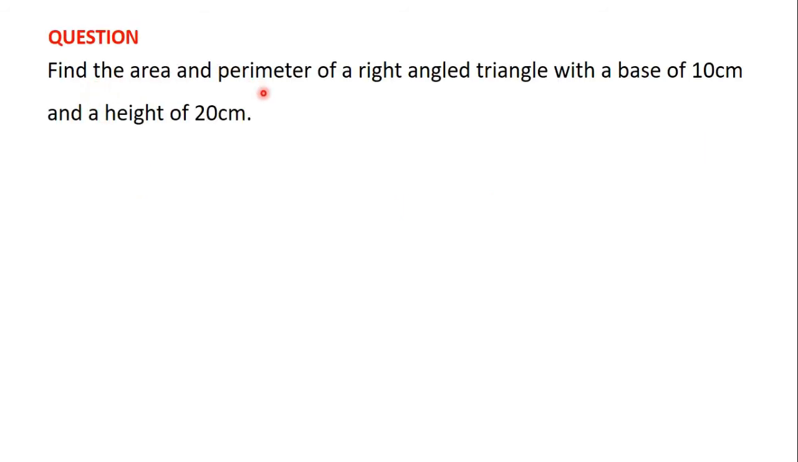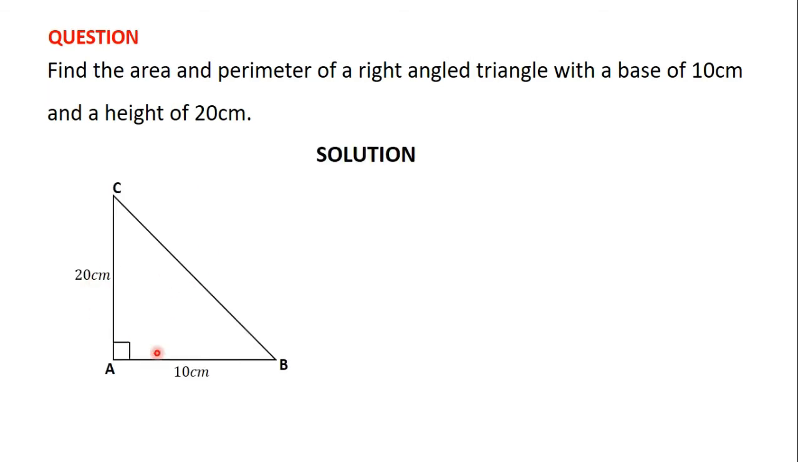Find the area and perimeter of a right-angled triangle with a base of 10 centimeters and a height of 20 centimeters. So let's say that we draw this as a right-angled triangle. The question says that it has a base of 10 centimeters. So the base, which is AB, is 10 centimeters and the height, which is AC, is 20 centimeters.